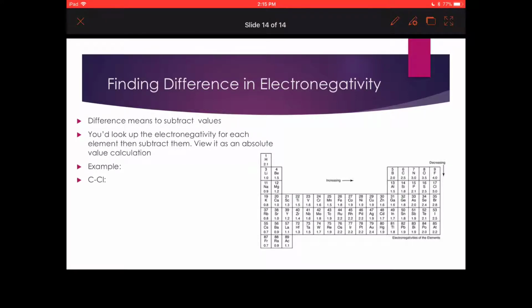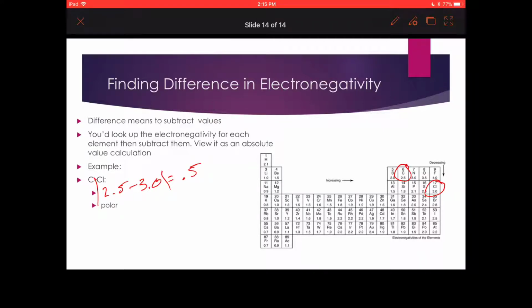Let's do some. Let's look at carbon and chlorine. Carbon has an electronegativity of 2.5 and chlorine of 3.0. Remember, I'm viewing this as absolute value. That gives me 0.5, and so that would be polar.